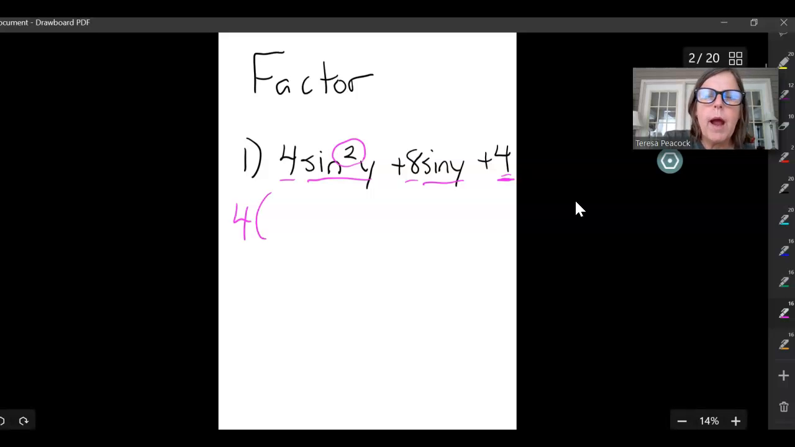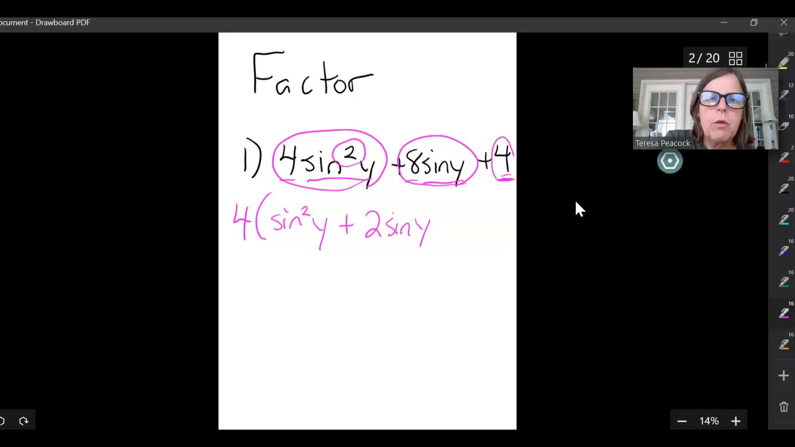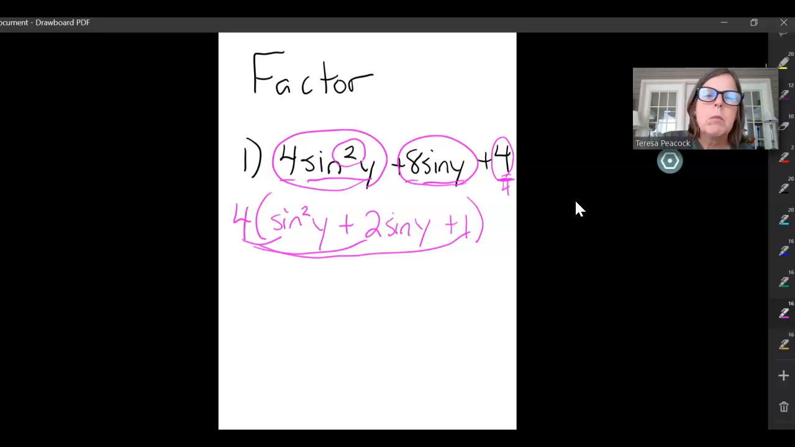So when you factor that 4 out, it's like you're dividing by 4. So this term reduces to just sine squared y. And if you factor a 4 out of here, it leaves you with 2 sine y to make that 8. And then, of course, if you factor the 4 out of 4, again, it's like dividing by 4. That leaves you with just a plus 1. And you can check that. If you distribute that 4 across all three of those terms inside the parentheses, you do get 4 sine squared y plus 8 sine y plus 4.